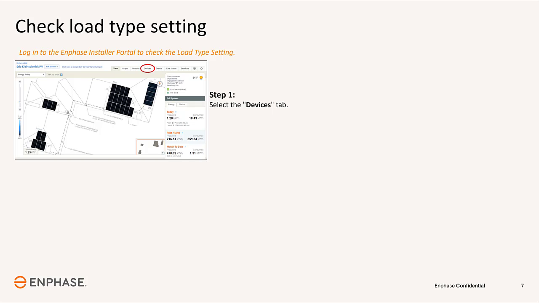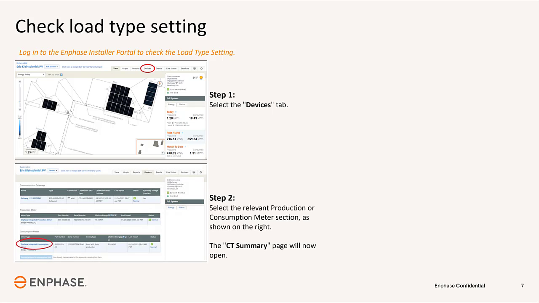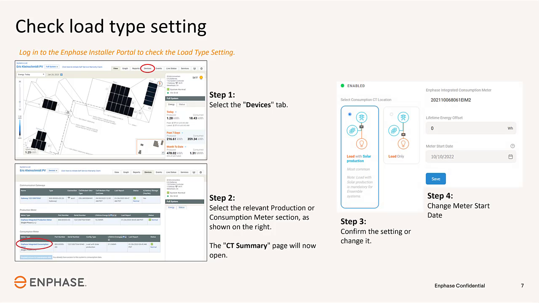To do this, click on the Devices tab from the site's navigation bar. Next, scroll down to the Consumption Meter section and click on the meter. Confirm that the consumption CT location that's selected is the one that is correct for the installed system. You may need to refer to the site's initial design to confirm the CT placement. If it's correct, move to the next step.